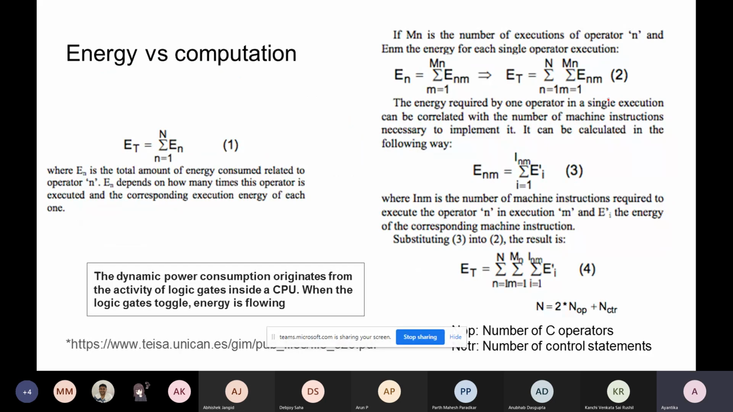Before we go to the actual application and discuss some examples, first we will talk a bit about how energy and computation are related. When we are talking about energy, we can start the discussion from power consumption, and from there relate directly to energy. The dynamic power consumption, when some algorithm executes in any processor, originates from the activity of logic gates inside a CPU.